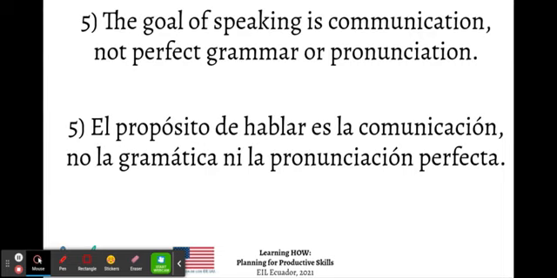And finally, the fifth thing on my list is that the goal of speaking is communication, not perfect grammar or pronunciation. I know many students are frightened to speak because they're worried that they will make mistakes. But if you can communicate, mistakes don't necessarily matter.